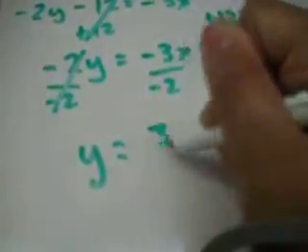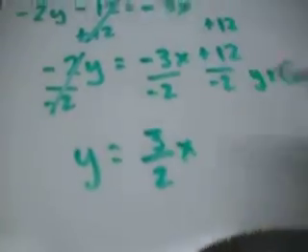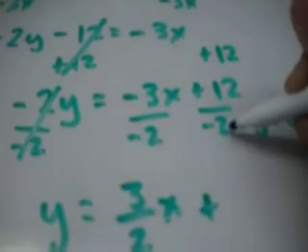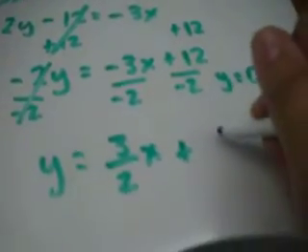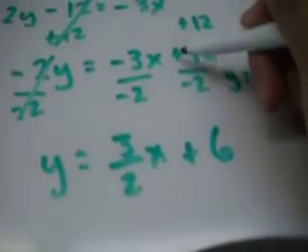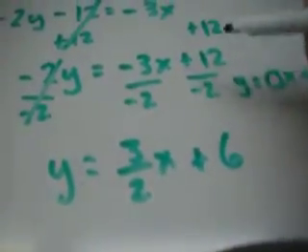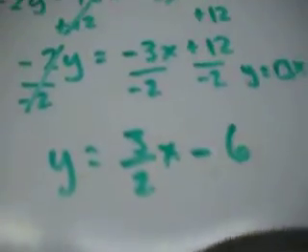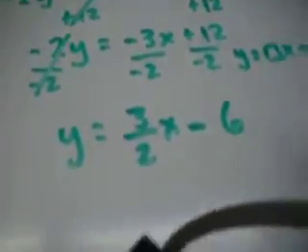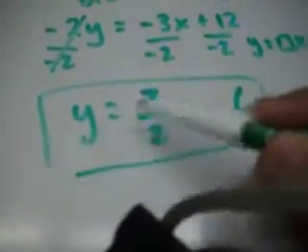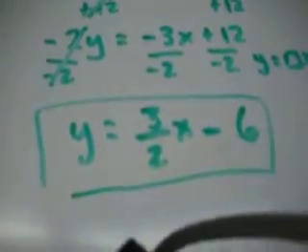So it's just 3 over 2x. Add, we have 12 divided by 2. 12 divided by 2 is 6. But a positive and a negative becomes a negative. No worries. So we're just going to change that to a negative. And this here is my answer. So y equals 3 over 2x minus 6. There you go.